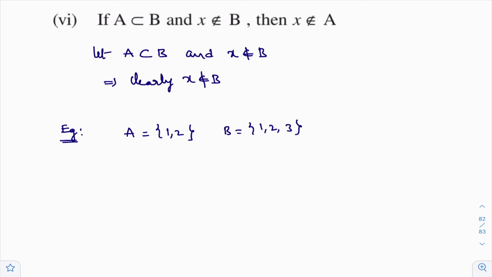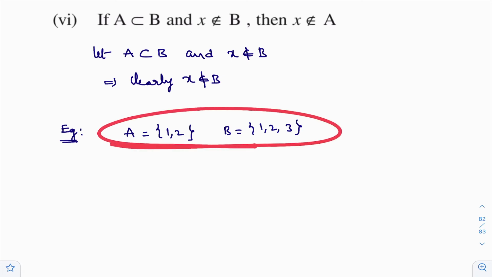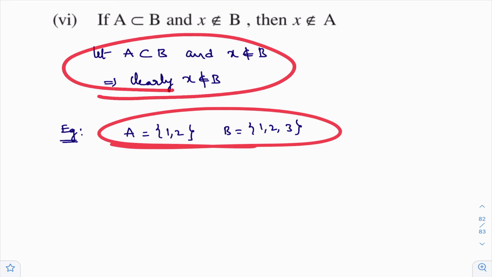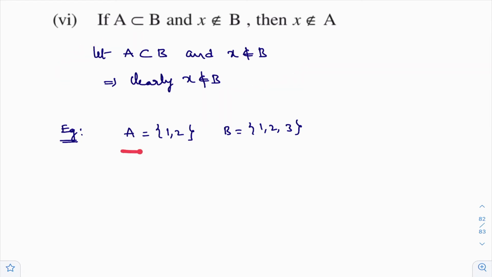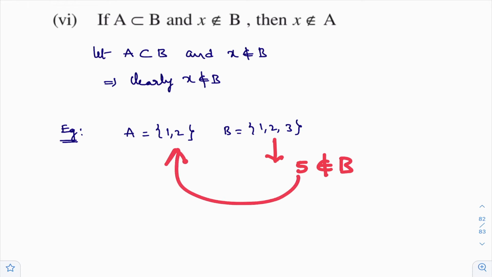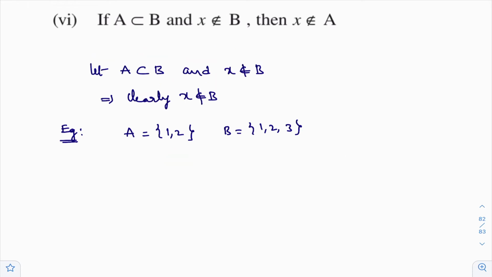To make you understand this, I can give one example here. Proof means this is the proof. I hope you are understanding. This is a clear statement. To understand whether it is clear or not, you take one example and check it. You take one element which is not in B, say 5. 5 is not in set B. Now you observe that 5 is not in set A also. Hence the given statement is true.